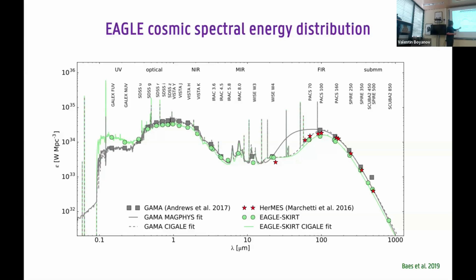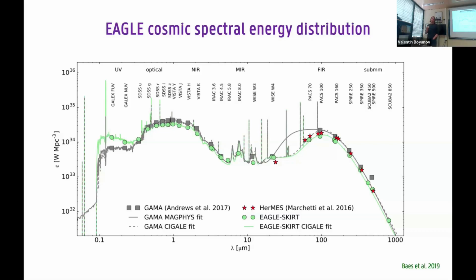The gray squares are observations based on GAMA. You see it agrees pretty well over almost the entire wavelength range. But there are a number of problems. For example, here in the UV, we really have a problem. We have too much UV flux. And also in the infrared, if you don't see it that well here, there are some issues.